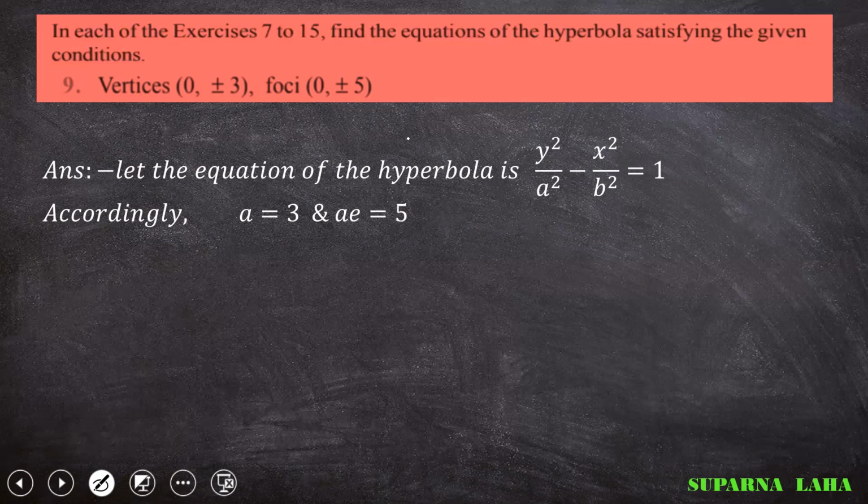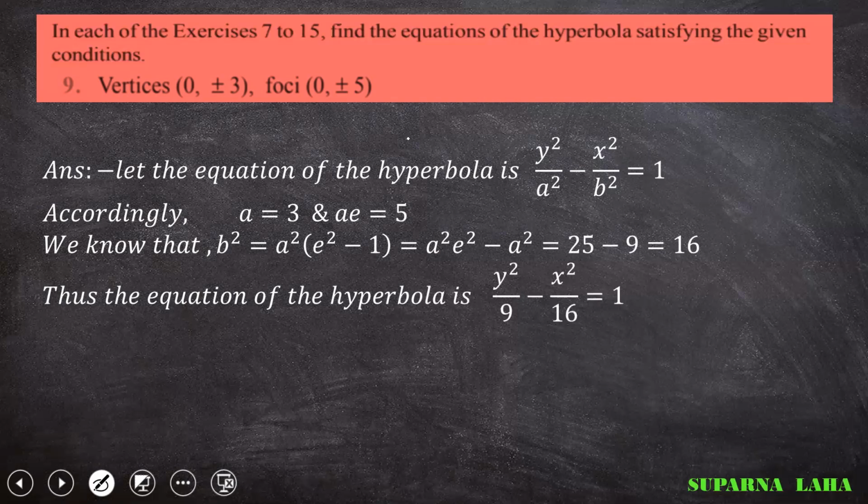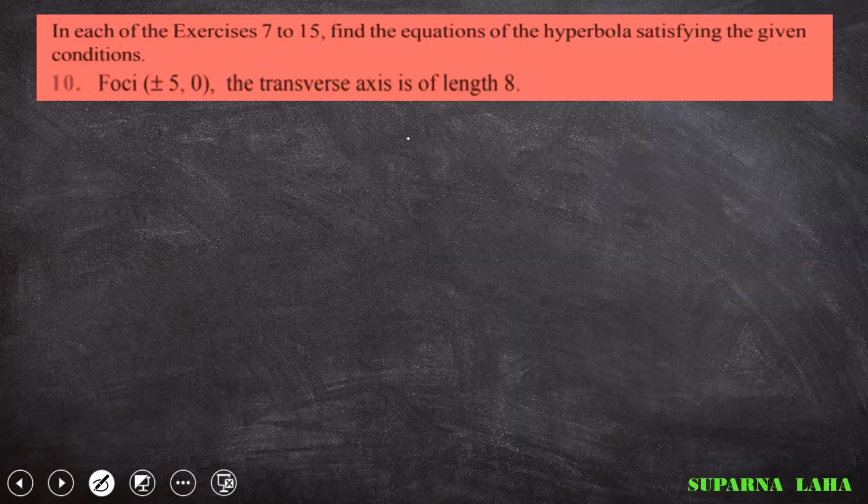Comparing this equation and the information given, we get a is equal to 3 and a into e is equal to 5. So b square is (ae) the whole square minus a square, that is 5 square minus 3 square, which is equal to 16. So for the equation of the hyperbola, just put the values of a and b: y square upon 9 minus x square upon 16 equals 1.